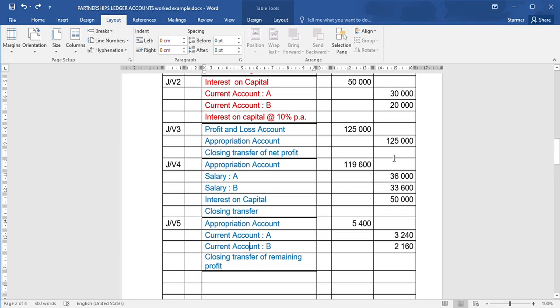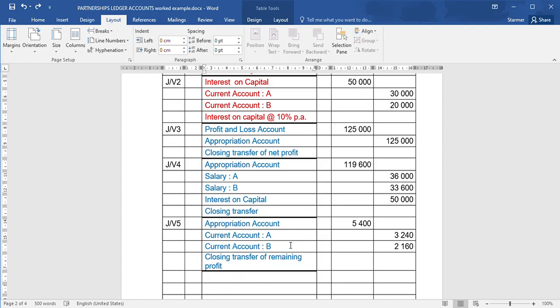If this figure here, this 119,600, was more than this 125,000, then you would have a remaining loss, and this JV number 5, the entry would flip. So you would debit their current accounts because it's a loss, it decreases what they've actually earned during the year.